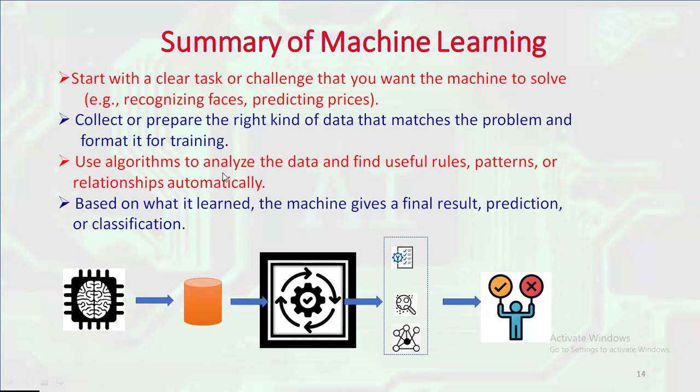Next, once the task is defined, the next step is to gather the appropriate data that reflects the problem. For example, if the goal is to recognize human faces, a dataset of labeled face images is needed. This data often needs cleaning, removing duplicates, correcting errors, or filling in missing values, and formatting so the machine can process it easily. Preparing the data is one of the most important steps, as the quality and relevance of data directly affect how well the machine will learn and perform.